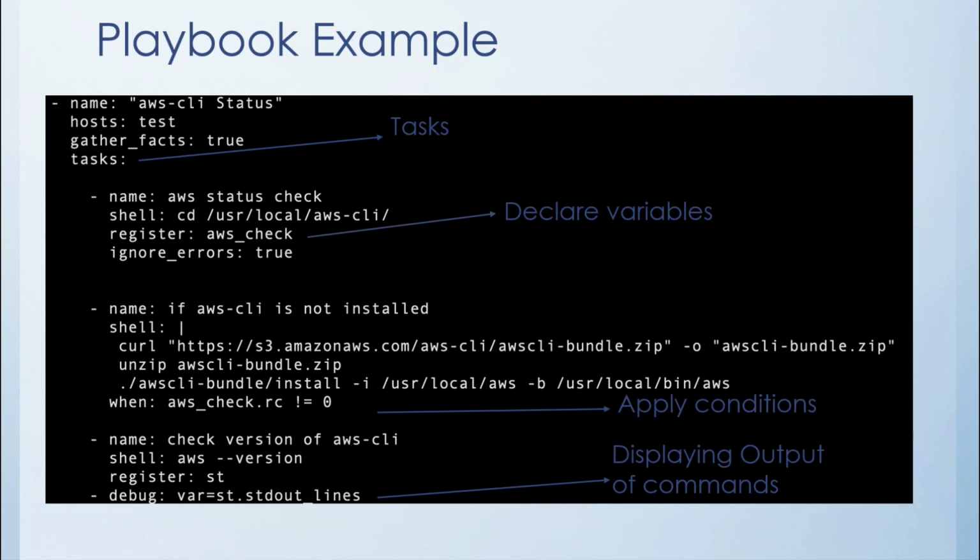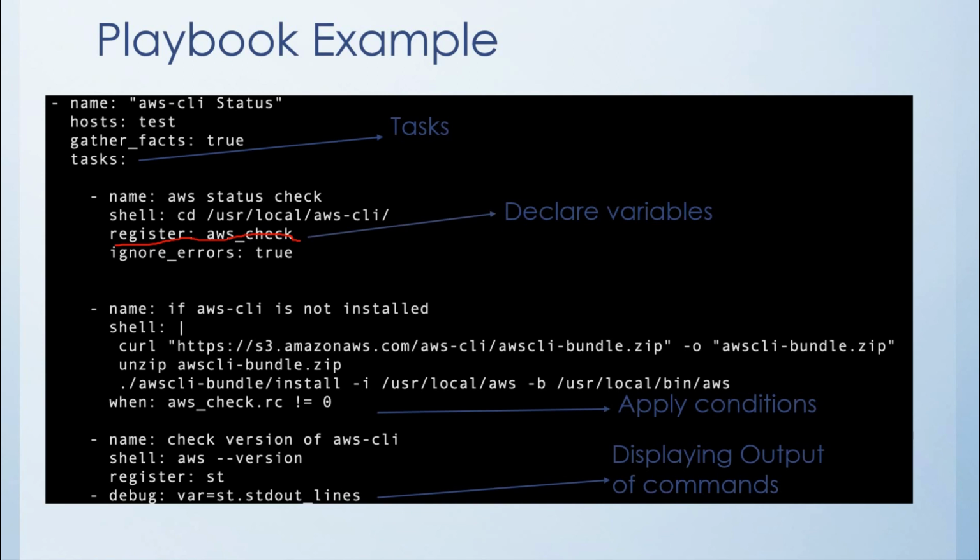Suppose I'm going into a server and executing this cd command to the folder, and if that folder does not exist on that server, then what will be the output in that case? There will be an error, right? So I'm ignoring that error. That is the meaning of ignore_errors. Now next, I've declared a variable. You can declare a variable using register. Using register, you can declare a variable.